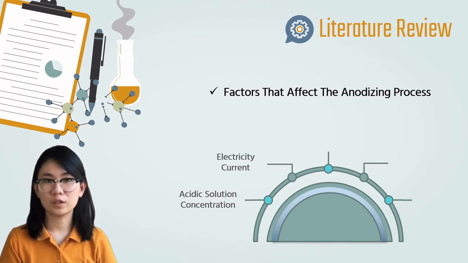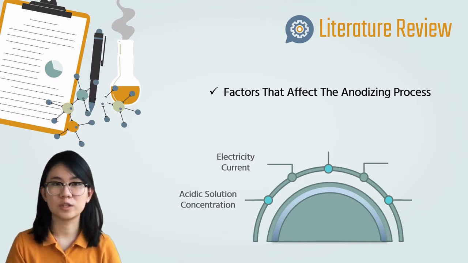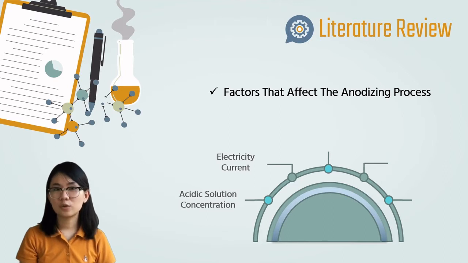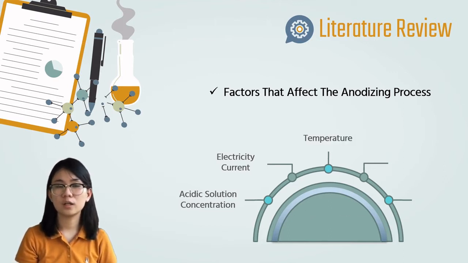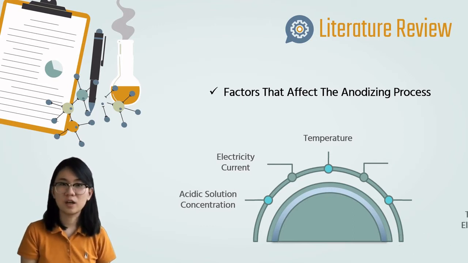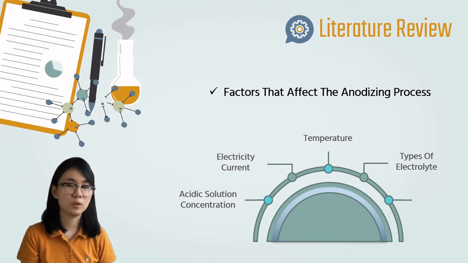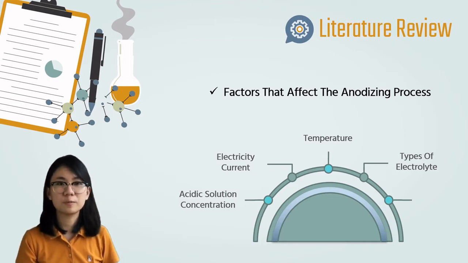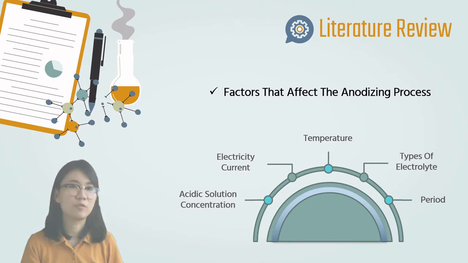Current defines the number of electrons transmitted over 1 second, that means higher current transfers more electrons within the same period of time, therefore a thicker film will be formed. The next one is temperature, which needs to be maintained at a low value to prevent local heterogeneous heating that will damage the film. The next one is type of electrolyte. An electrolyte that can donate 2 protons will have higher efficiency and thicker oxidation film than an electrolyte that only donates 1 proton. The last factor is period. The longer an anodizing process occurs, the thicker an oxidized film will be formed.